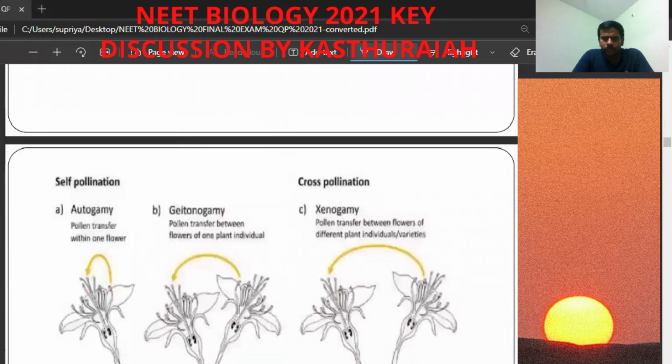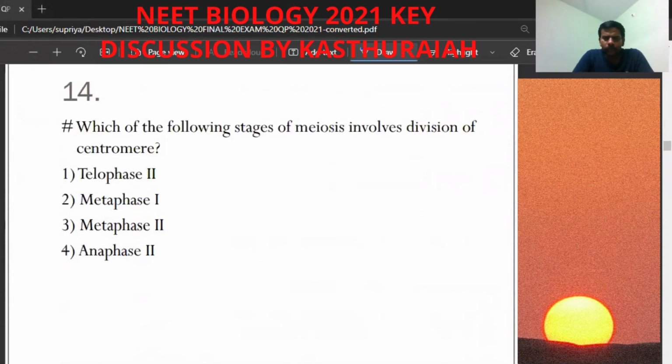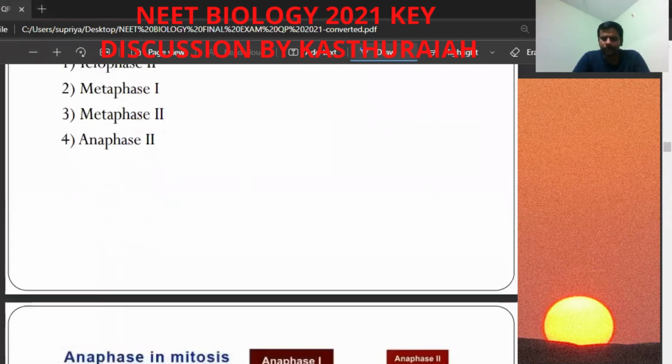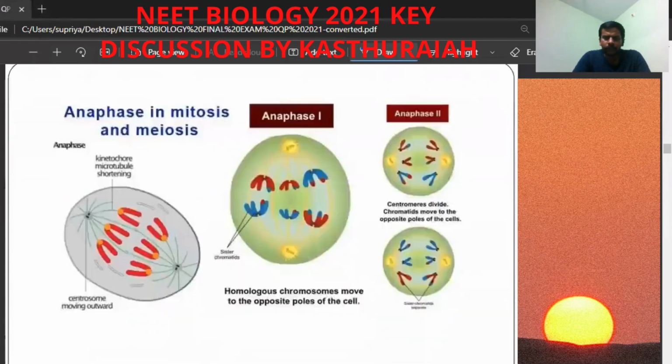Now see the 14th question. Which of the following stages of meiosis involves division of centromere? Centromere division occurs in which stage of meiosis? Options given: telophase 1, metaphase 1, metaphase 2, anaphase 2. Among these four options, we have to find out the correct option in which stage the centromere divides.